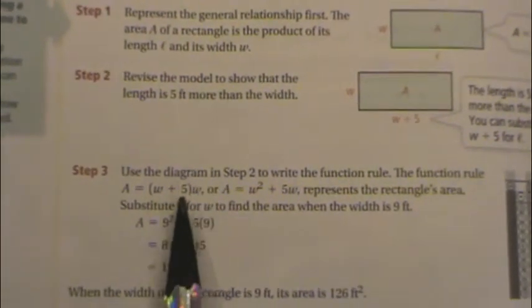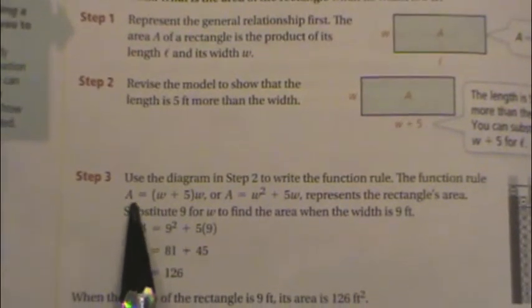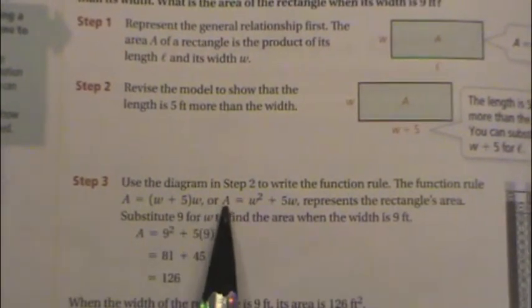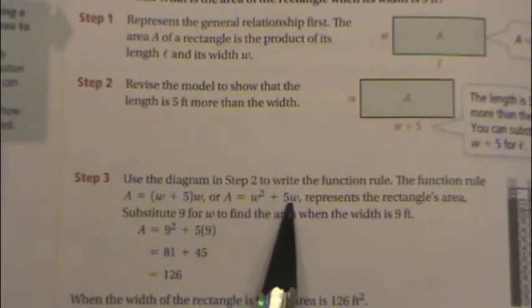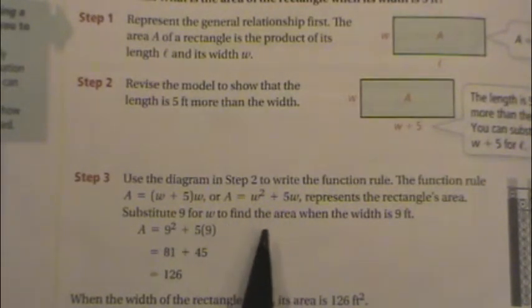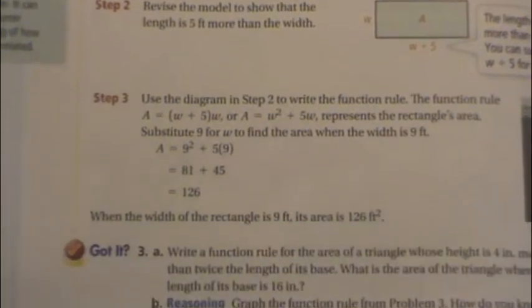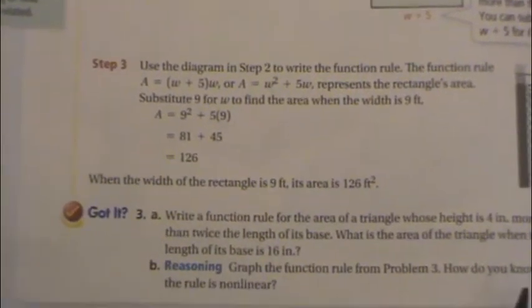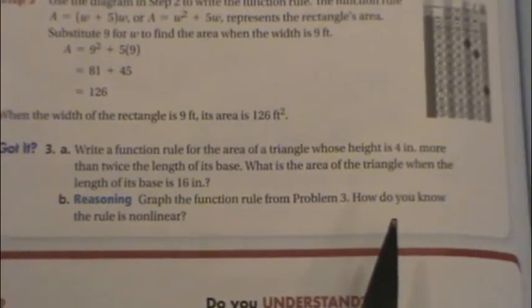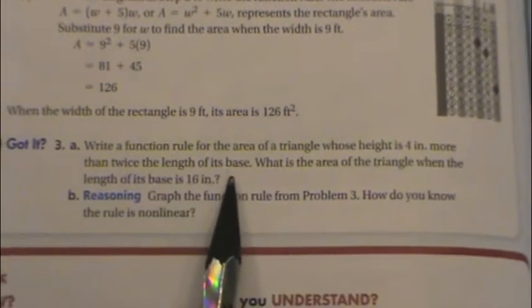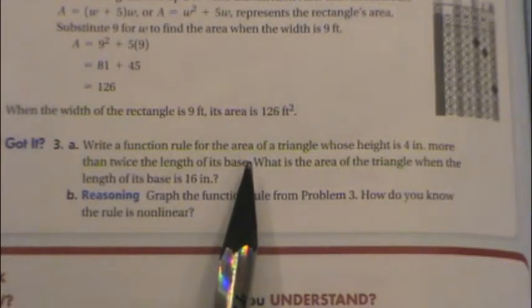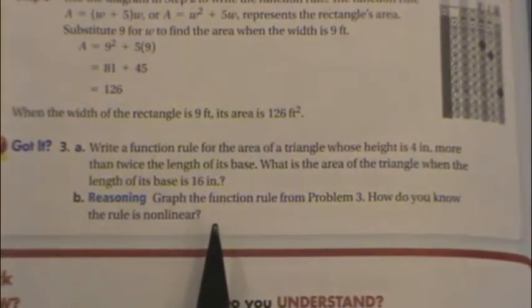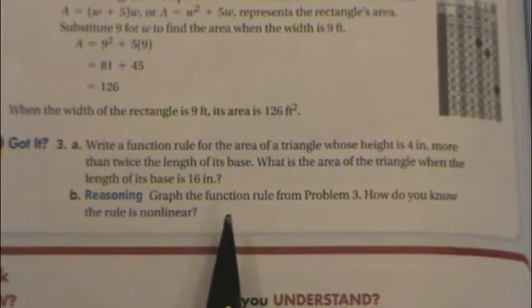So here is the function that we end up with. Area equals W plus 5 times W, or once you distribute that, W squared plus 5W. Then you substitute whatever number they give you and you're all good. Got it. Number 3. You're going to do something similar for the area of a triangle, although I think this problem's much more of a pain than this problem was. Anyway, give it a try.